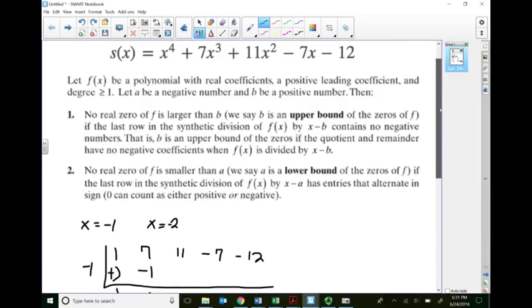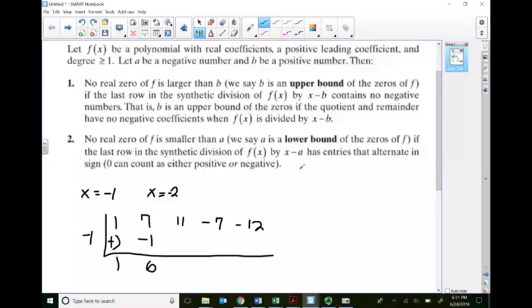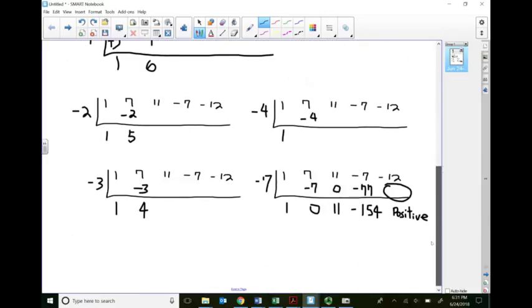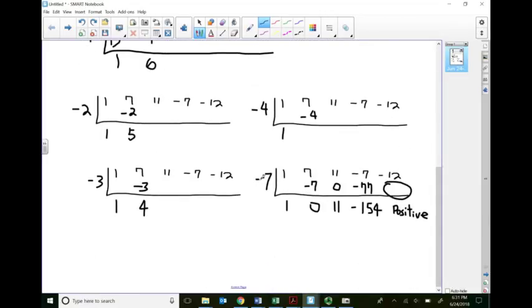What we are looking for here is an upper bound or a lower bound. What that means is your real zero should not be to the left of -7, because this is the lowest my real zero can go.